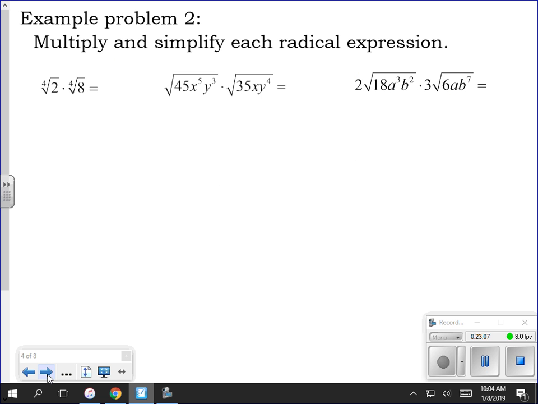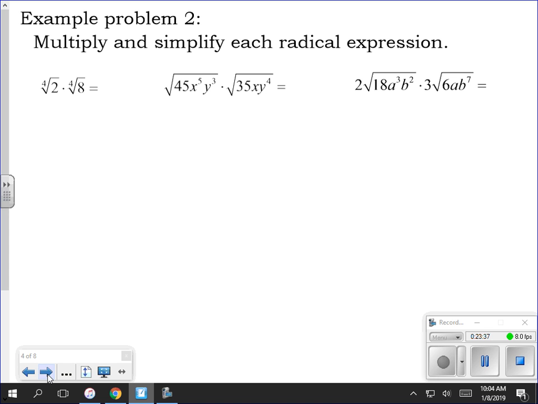Okay. Multiply and simplify each radical expression. Yeah, this can get a little hairy sometimes. Sometimes it can, sometimes it can't. Here's the deal. Each problem needs to be looked at individually. Sometimes it's better to just multiply and then simplify. Sometimes it's better to simplify first and then multiply.